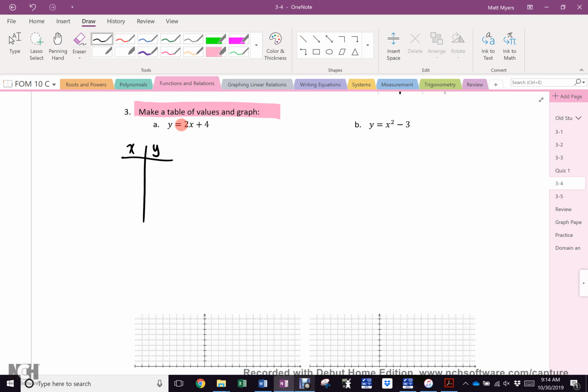Now, what would be 3 smart choices? 1, 2, and 3 would be fine. Give me another 3. 2, 4, 6. 0, 1, 2. 5, 10, 15. 10, 20. As long as we keep a pattern, it will be a good choice, yes?